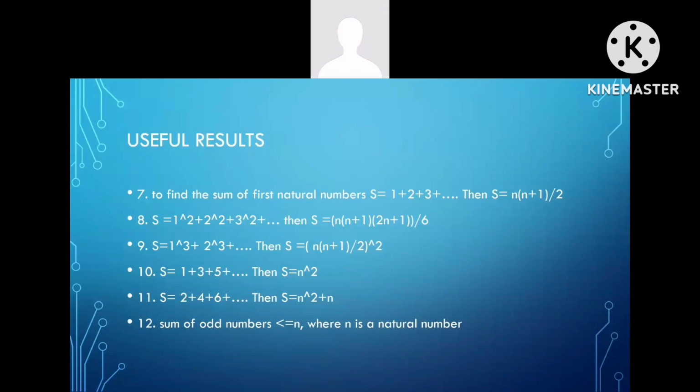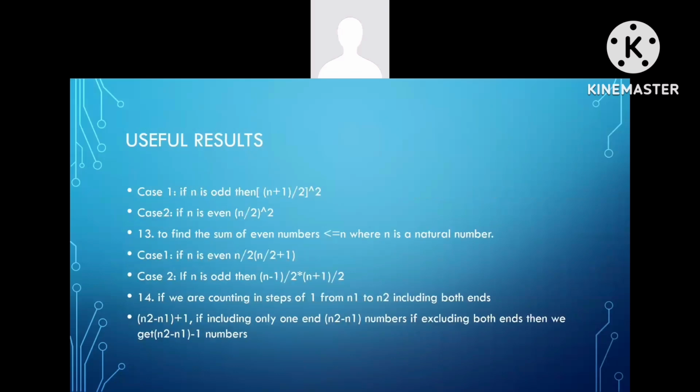To find the sum of odd numbers less than or equal to n, where n is a natural number: case 1, if n is odd, n plus 1 by 2 whole square. Case 2, if n is even, n by 2 whole square. To find the sum of even numbers less than or equal to n, where n is a natural number: case 1, if n is even, n by 2 into n by 2 plus 1. Case 2, if n is odd, n minus 1 by 2 into n plus 1 by 2.